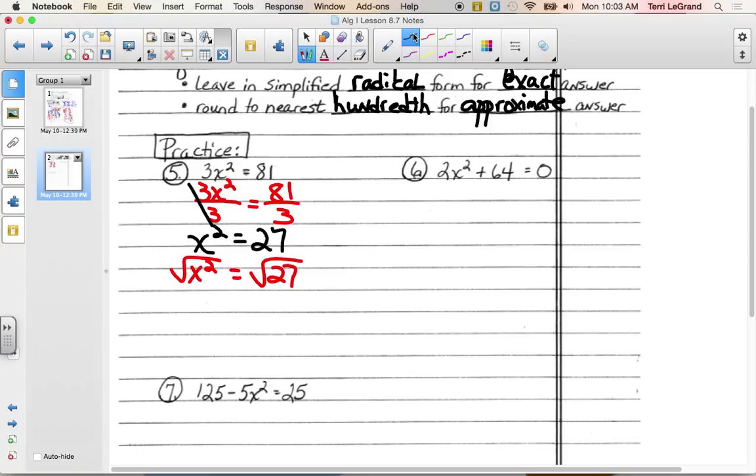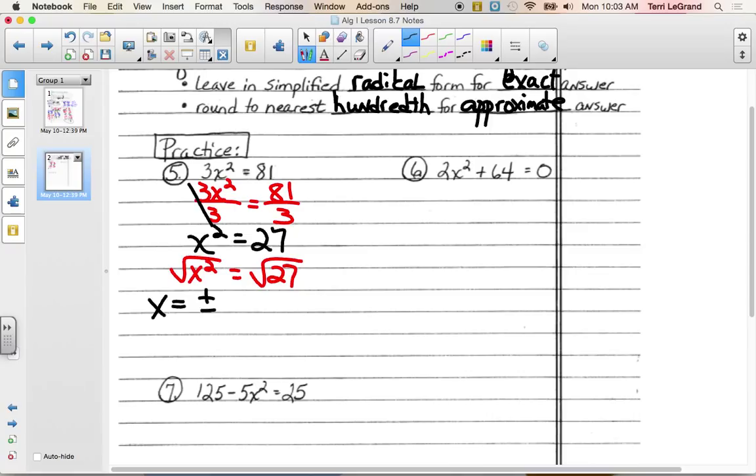Since 27 is not a perfect square, I'm going to leave it in simplified radical form. Anybody remember how we did that? We leave the radical sign there if and only if there aren't any perfect square factors in our radicand. 27 is the radicand here. Are there any factors, any numbers that go into 27 other than 1, that are a perfect square?